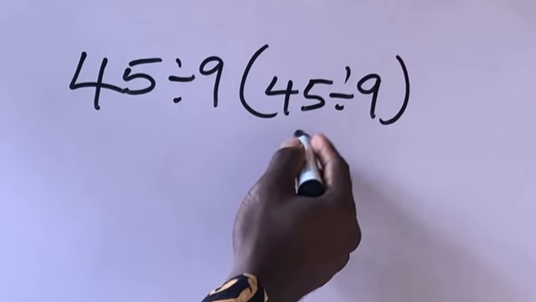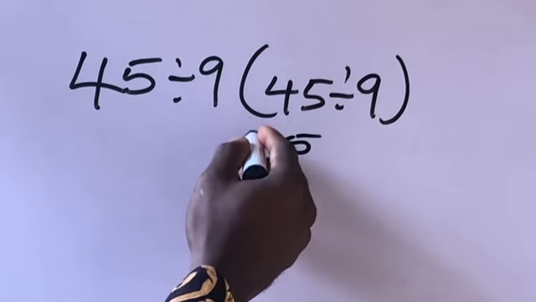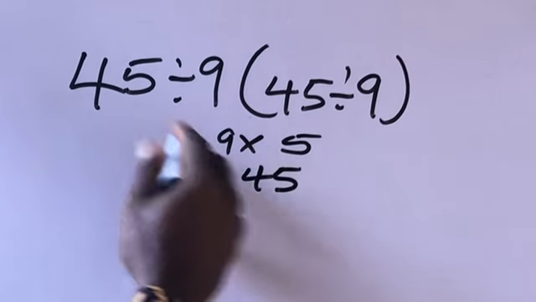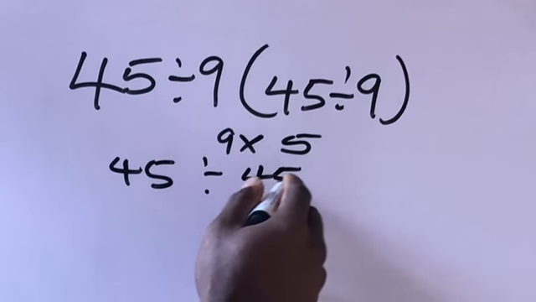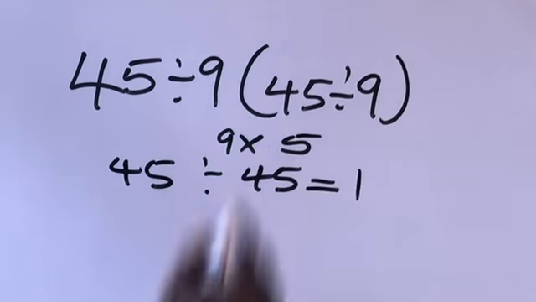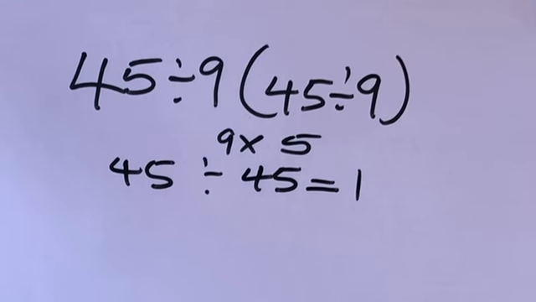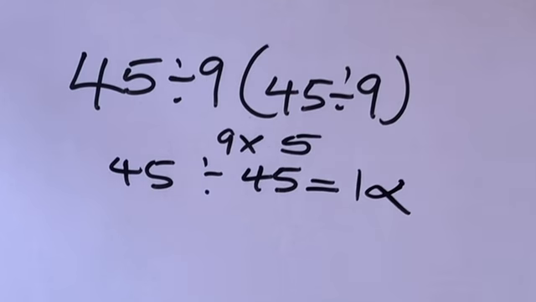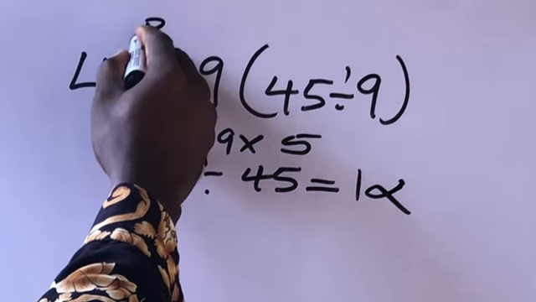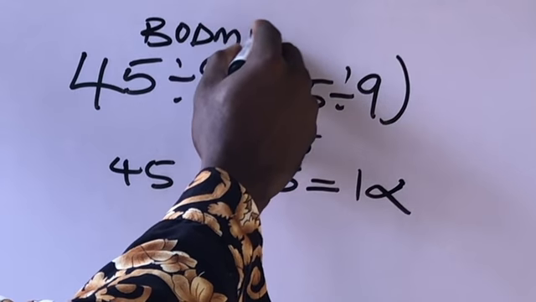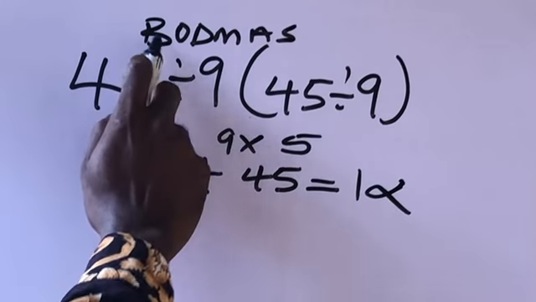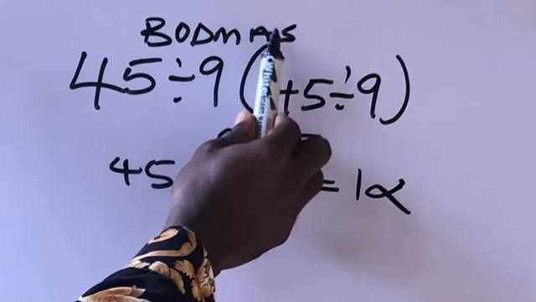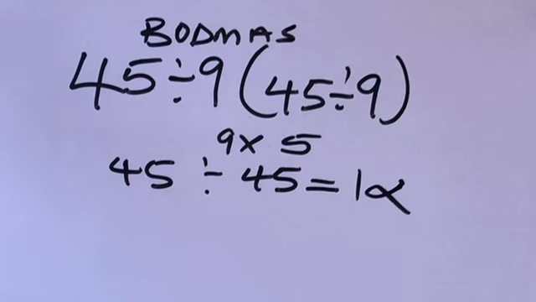45 divided by 9 will give us 5 times 9, which is equal to what? 45 divided by what? 45, which is equal to what? 1. But this answer is not correct. According to order of operation, we have to first of all solve the bracket, division, then multiplication, then addition, then subtraction from left to right.